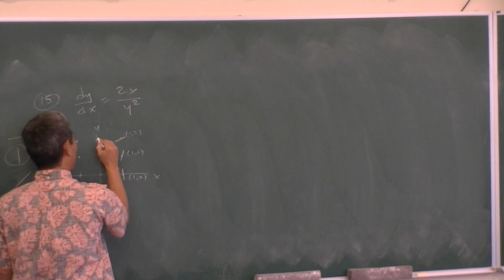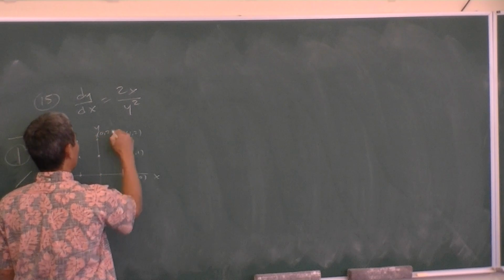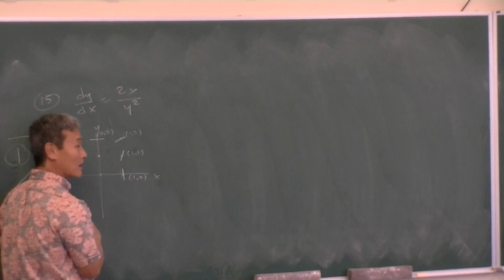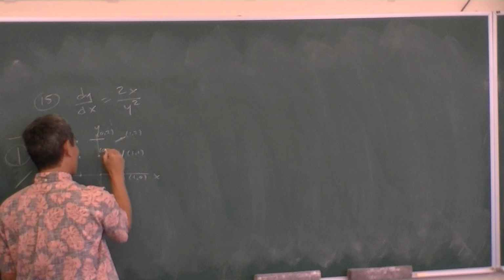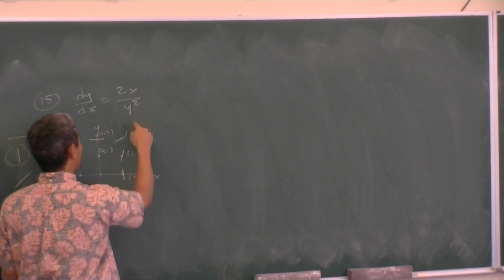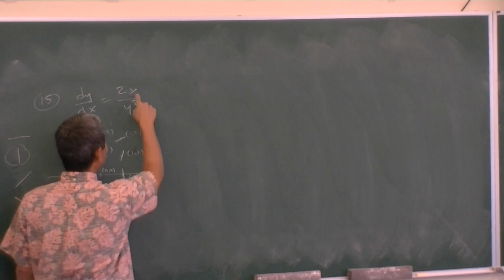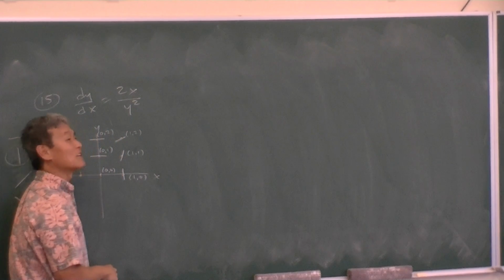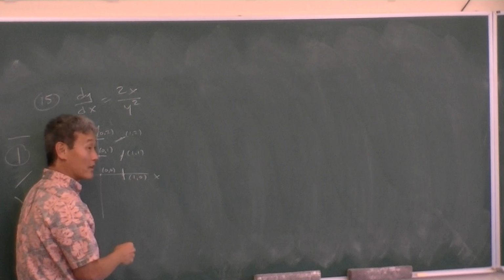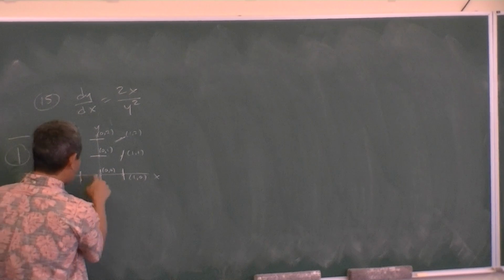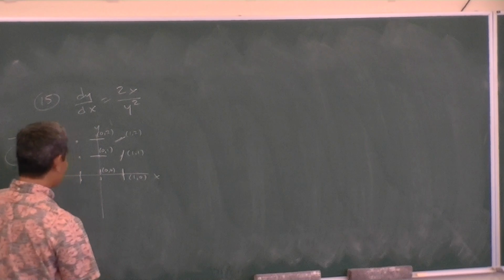What about right here? 0, 2. Plug in 0 for x and 2 for y: 0, so it's horizontal. This is the point 0, 1. Plug in 0 for x and 1 for y: 0. This is 0, 0. Plug in 0 for x and 0 for y: it's undefined, and undefined is vertical. In fact, everything over here has to be vertical.